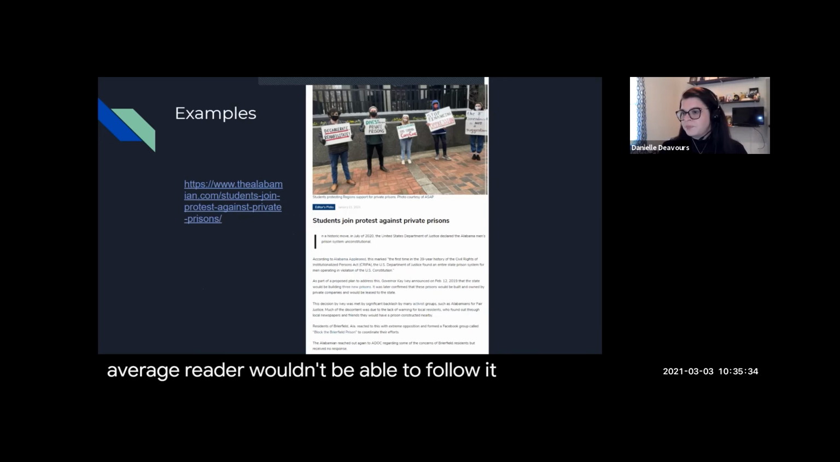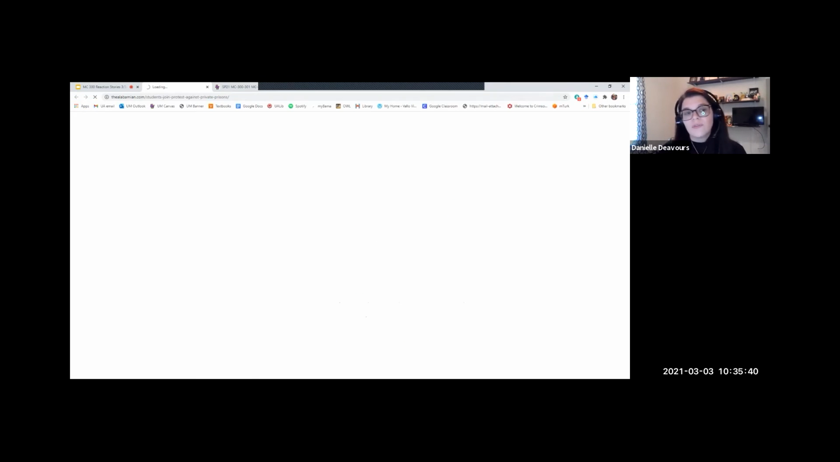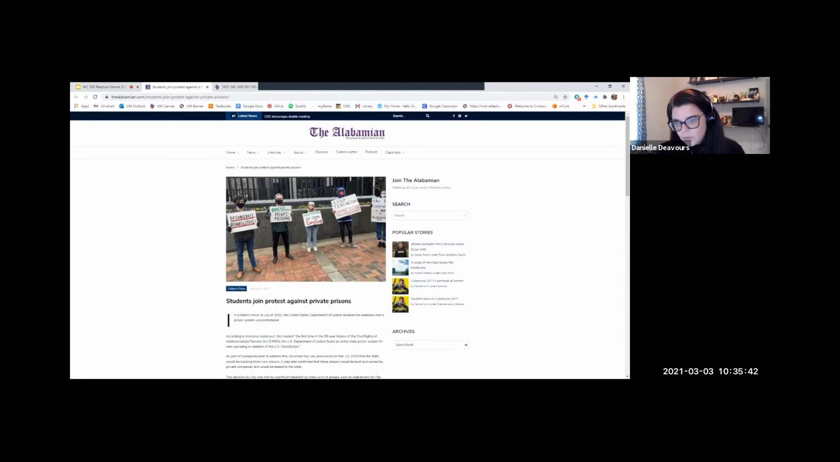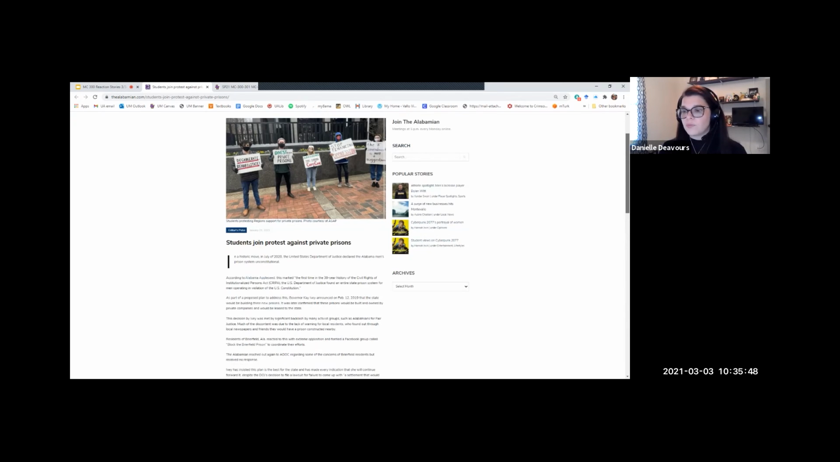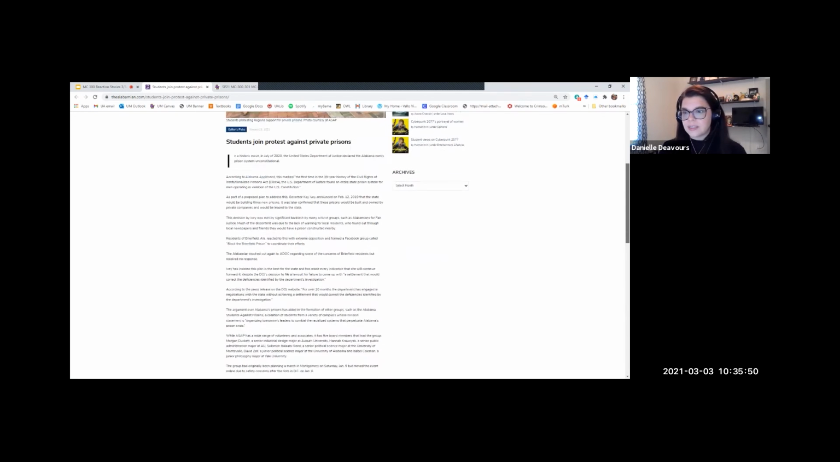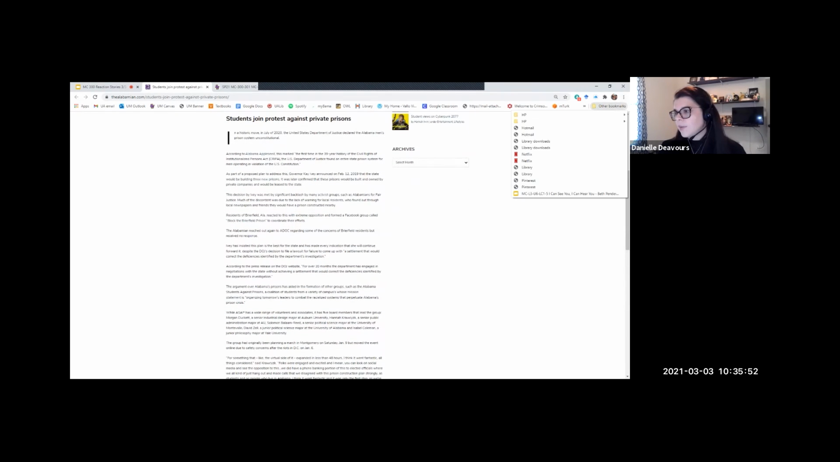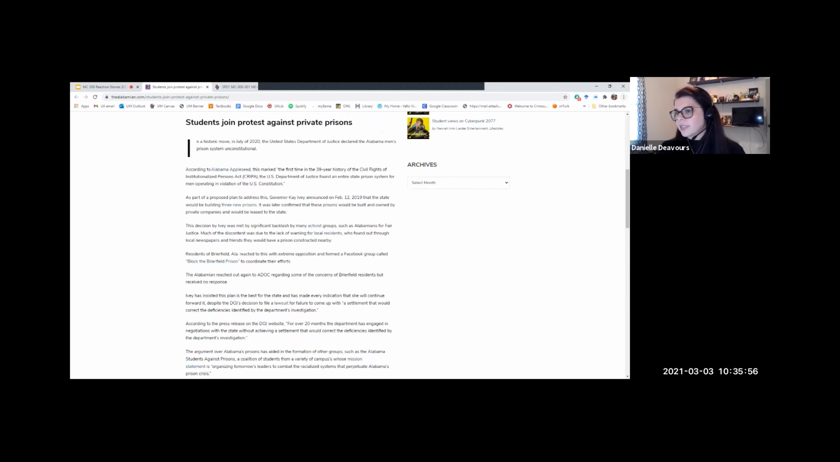All right. So let's talk through some examples of reaction pieces. Here is one from the Alabamian, written back in January, of students who were protesting support for private prisons. So tell me a little bit about what you're seeing here and why you think that this is a reaction feature.